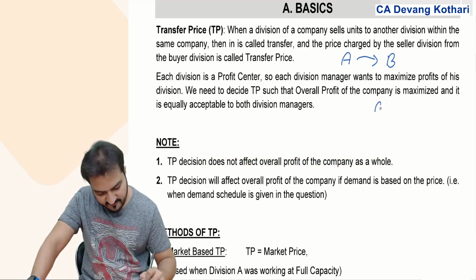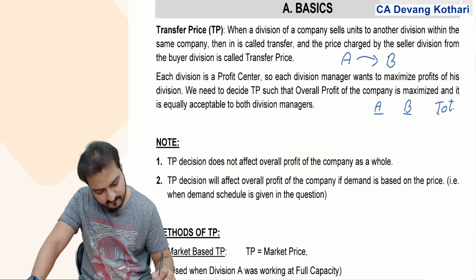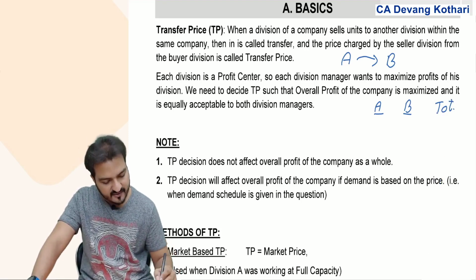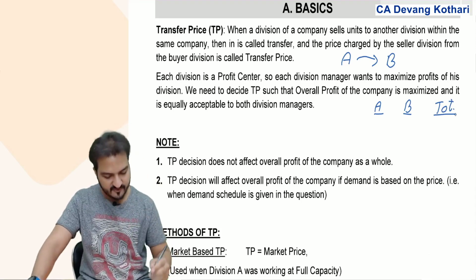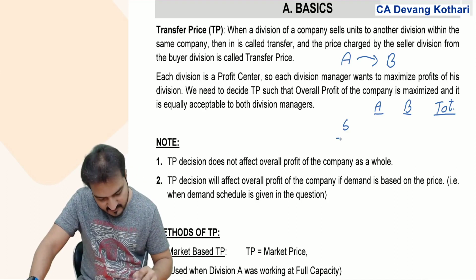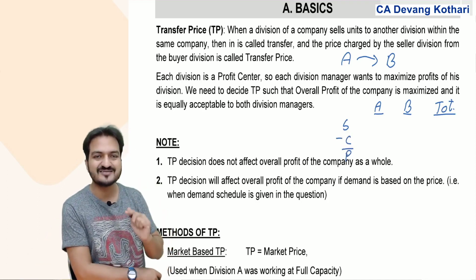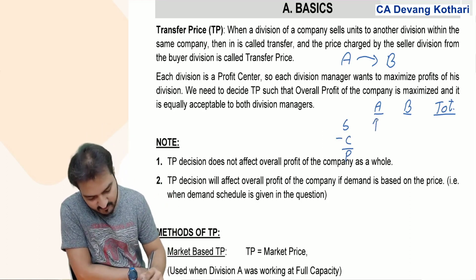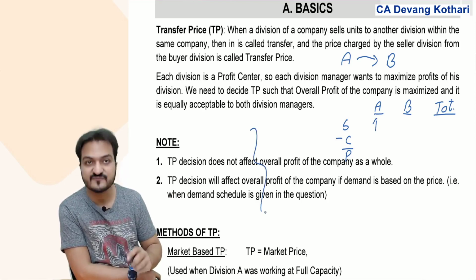Naturally, imagine in my company we have division A, division B, and the total company as a whole. Now the decision on transfer price will affect the profits of each division. It will not affect the overall profit. For example, sales minus cost will be profit. If the transfer price charged is very high, then for division A the sales will be more, because for division A, transfer is a sale.